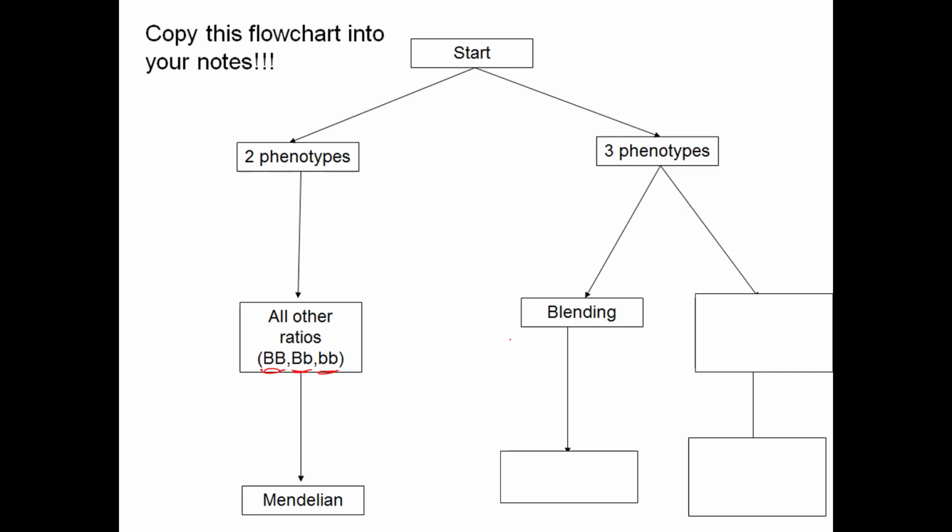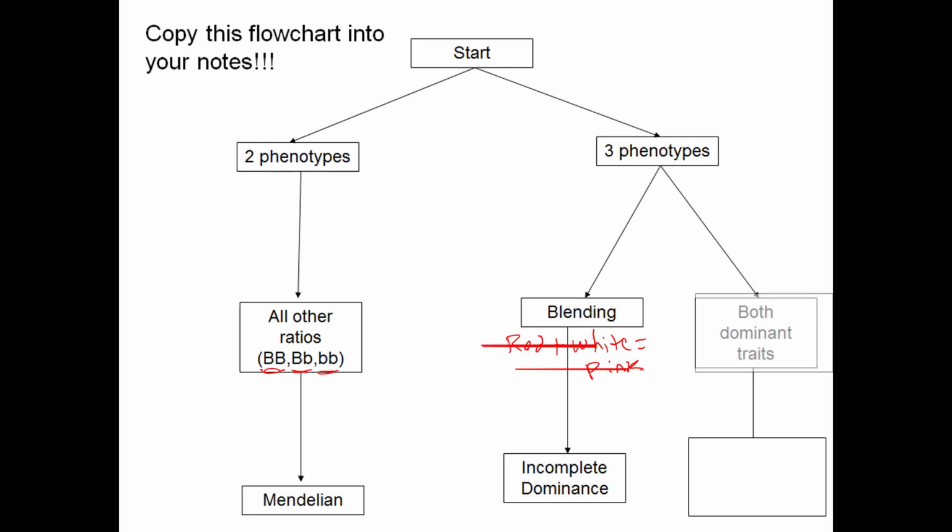So I want you guys to write down, let's go, red plus white equals pink. This is a form of blending. I apologize for the red line going across. Red plus white equals pink. This is going to be incomplete dominance.